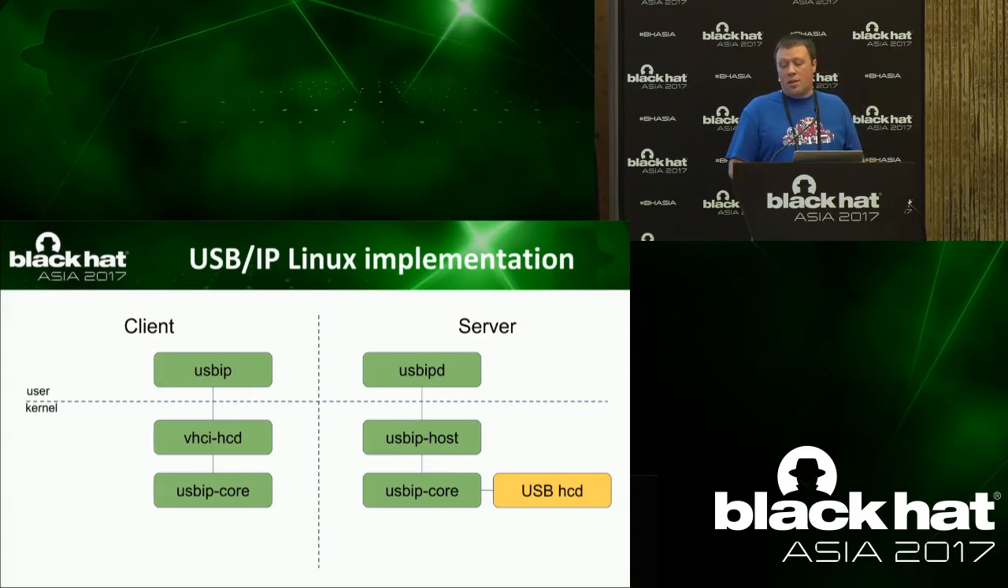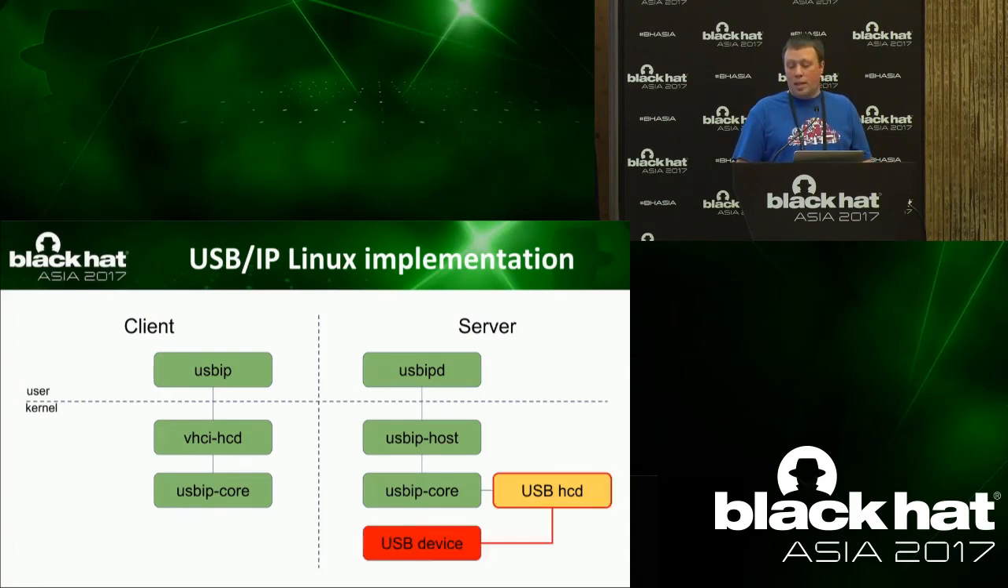And on the server side, you can see that this subsystem can talk to a real USB host controller driver. So the basic process of using USBIP is as follows. Imagine you plug in a real physical device to the server. The server's real USB host controller enumerates this device and reports to the USB subsystem of the server that a new device is in the system. And Linux will typically try to load the appropriate device driver to manage this device, and that's it.